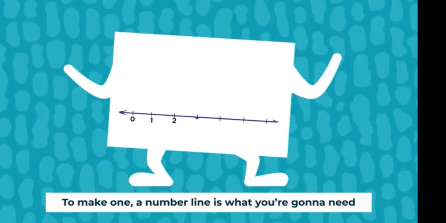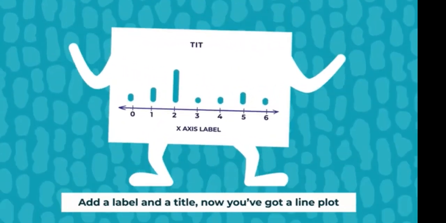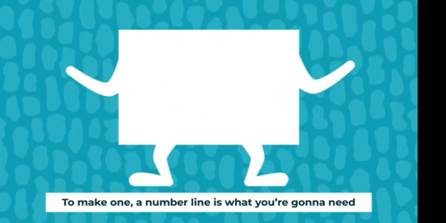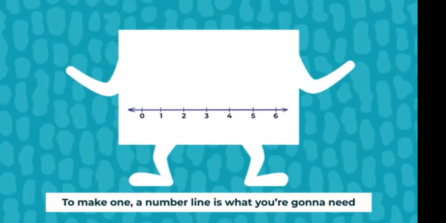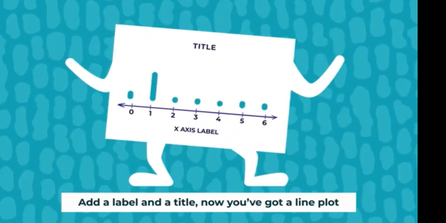Line plots make data easy to read. To make one, a number line is what you're gonna need. Then to represent each item, you place a dot, add a label and a title, now you got a line plot.